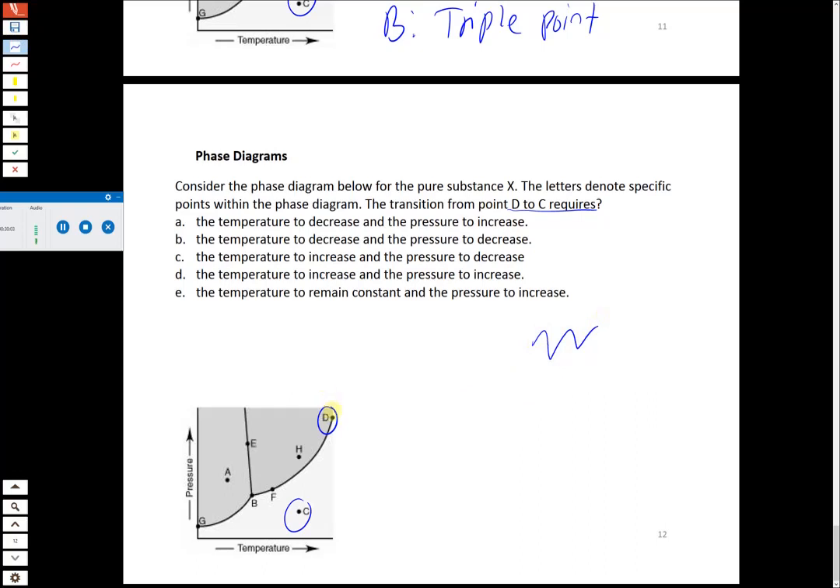Alright, so D to C, we're moving right to left, so that's going to be decreasing temperature. And then we're also moving top to bottom, so that's going to be decreasing pressure as well. So to get from here to here, we go to the left and down, so we're decreasing both temperature and pressure. And so the one that works is choice B here, the temperature to decrease and the pressure to decrease.